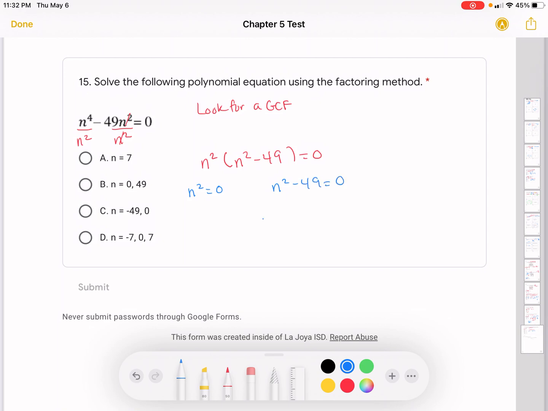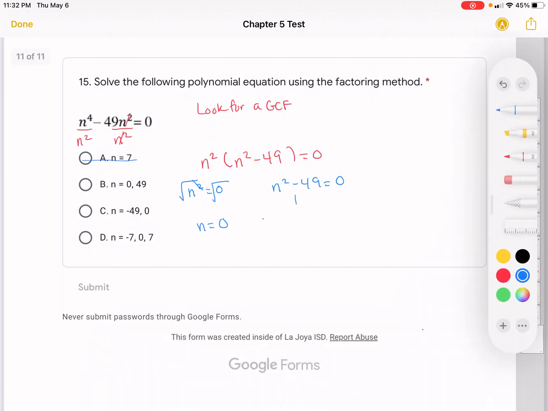Here the opposite of squaring, if you're solving, is to square root. The square root of 0 is just 0. So one of our solutions will be 0. Here we're going to add 49 to both sides. So I get n squared equals 49. And then the opposite of squaring is to square root. When you square root and the number is not 0, you're going to have a positive and a negative solution.